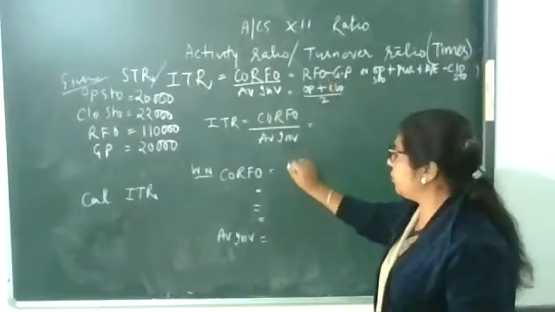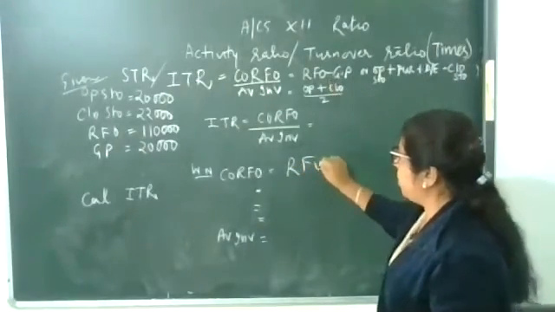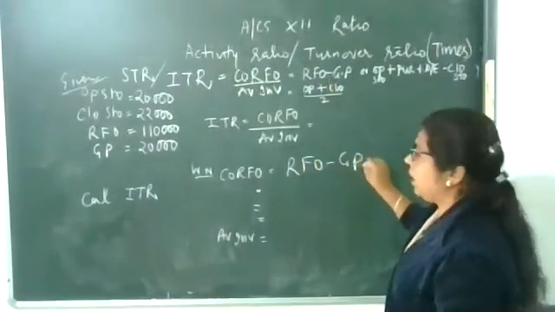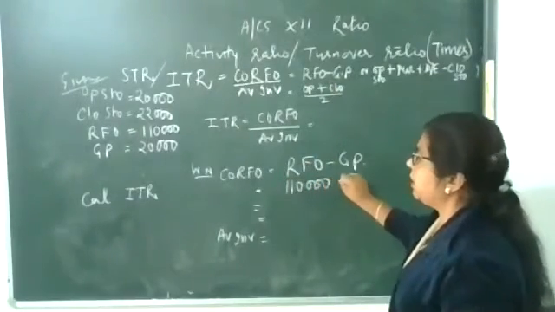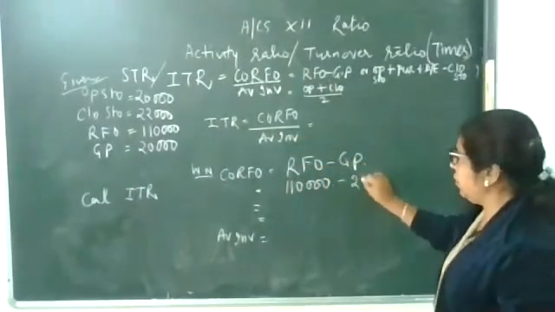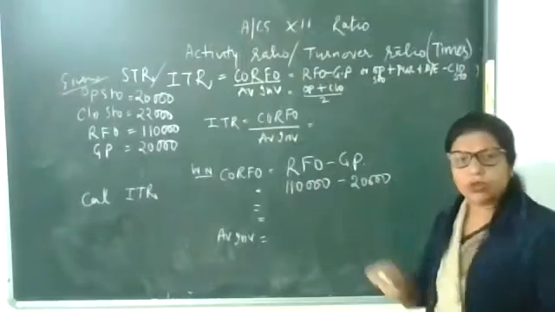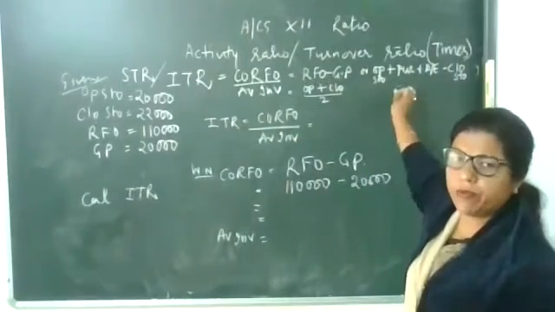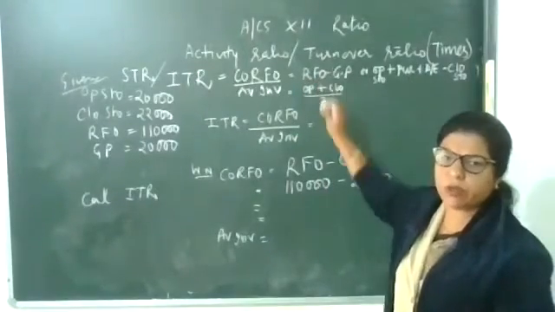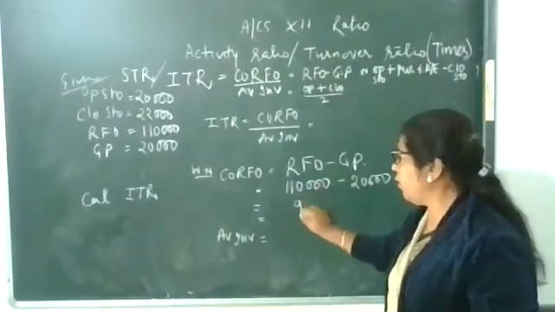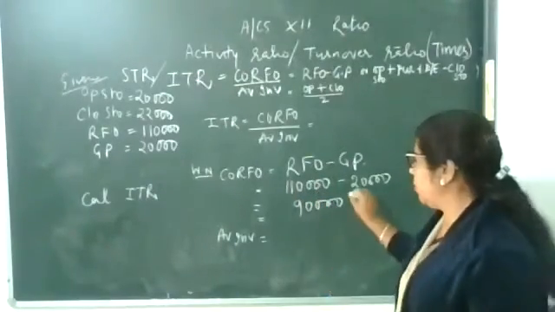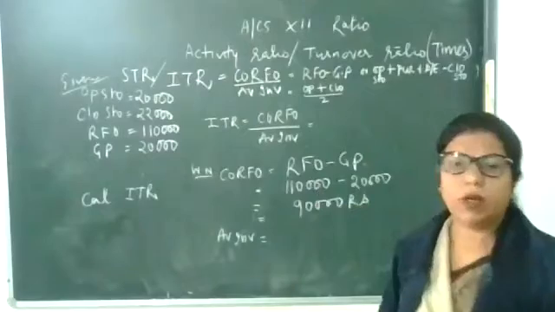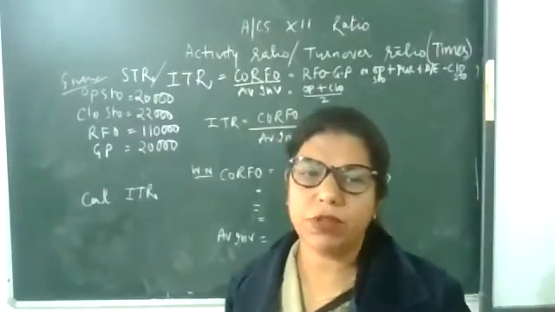COGS is equal to RFO minus GP. RFO means 1,10,000. GP is given directly, 20,000. So no need to put that detailed formula. We can use this one also. So our COGS is 90,000. Clear? Rupees. Now how to calculate average inventory?